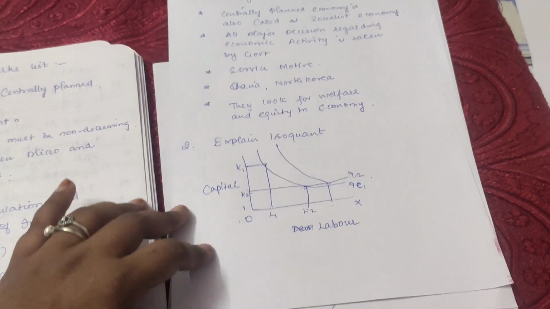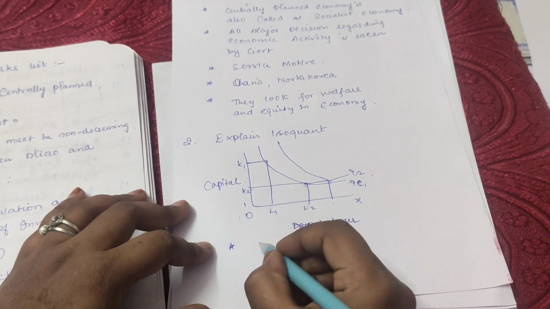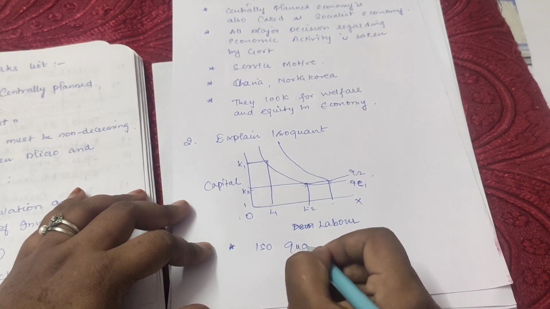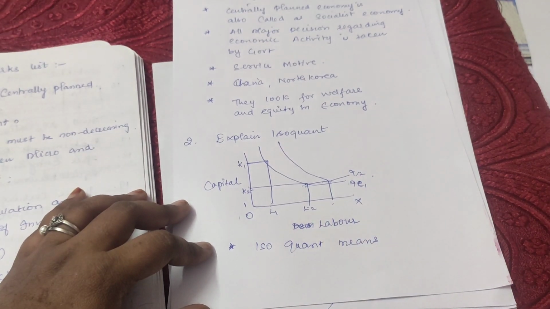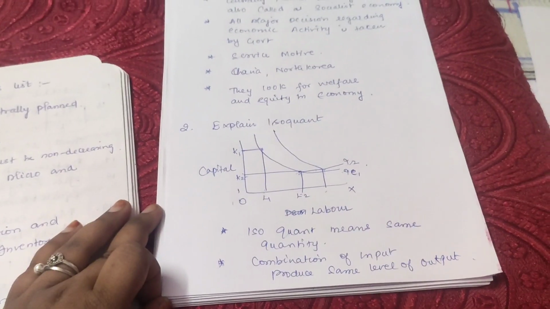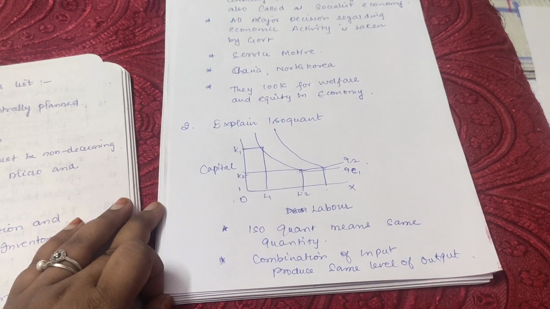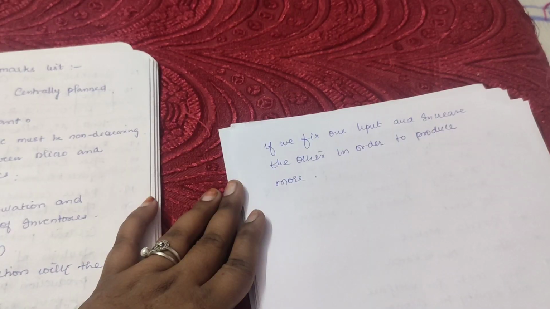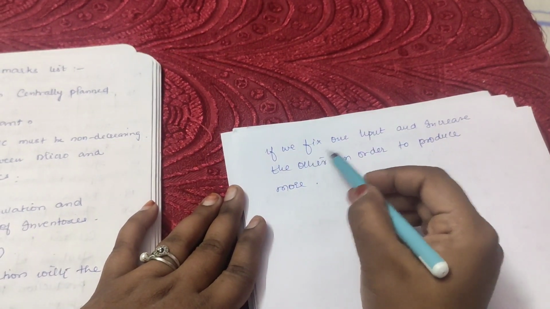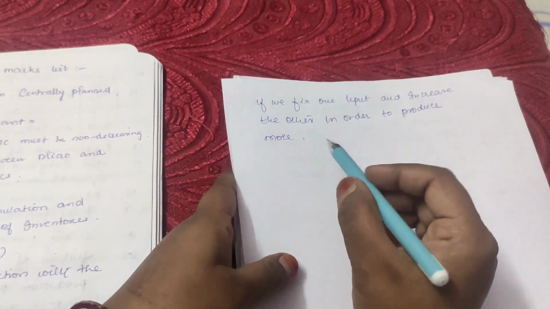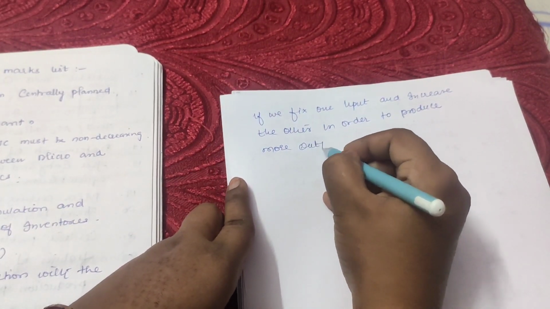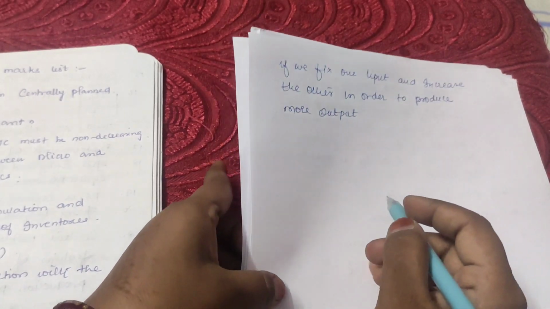So for that you need to write any 3 points. Isoquant means same quantity. Combination of inputs produces the same level of output. So if we fix one input and increase the other, we can produce more output. So that is all about the isoquant.